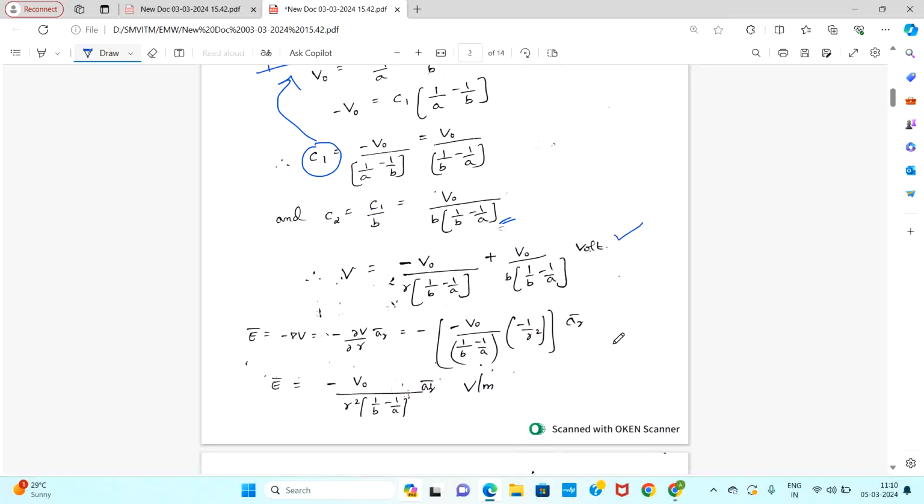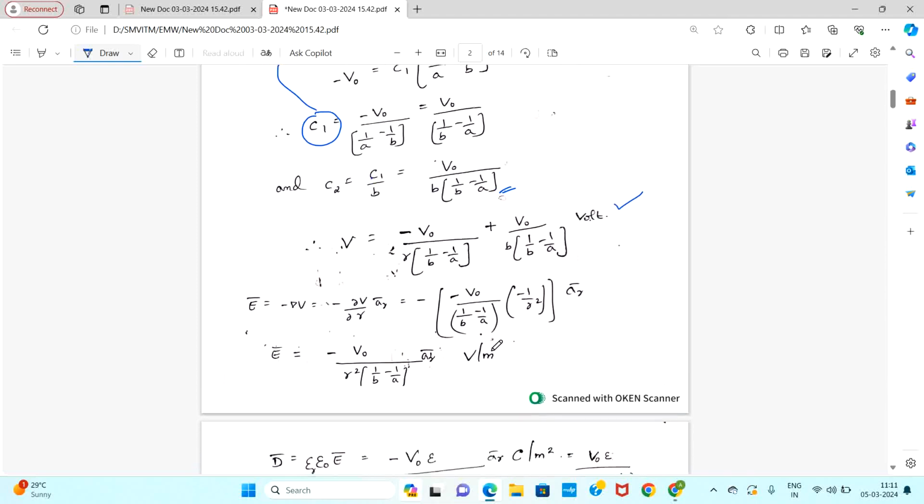Next thing is I have to find out electric field intensity E, which is minus del V. So I have to take the gradient in spherical coordinate system and only the R component is considered because I have only conditions for R. There is no theta or phi in this. Okay, so I'll take this part of the equation. In place of V, I will substitute this and differentiate it.